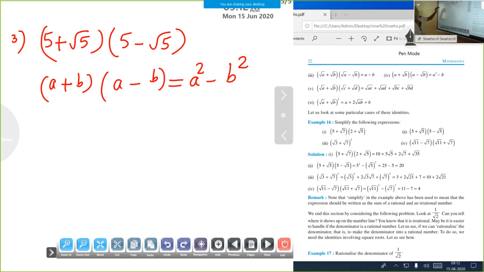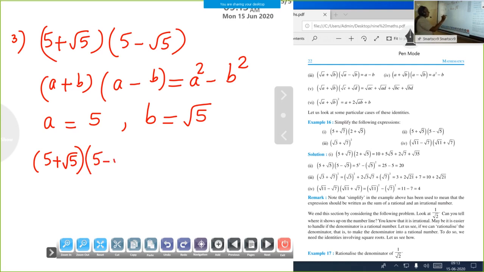Then after this you write what is a and what is b. In the place of a the value is 5, and in the place of b the value is √5. So a = 5 and b = √5. Then our next step: this is our question, (5 + √5)(5 − √5) equals a² − b².